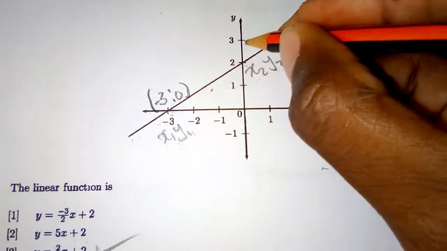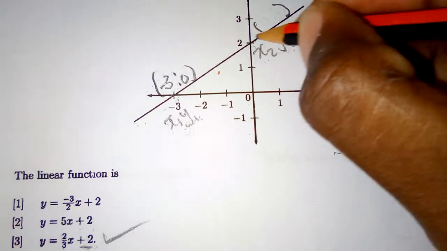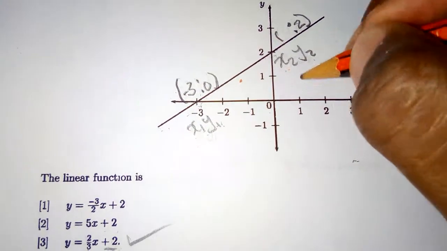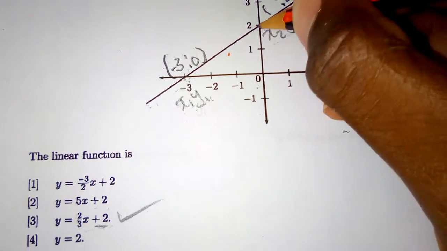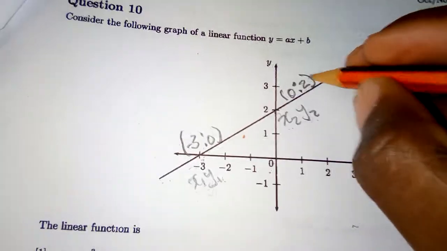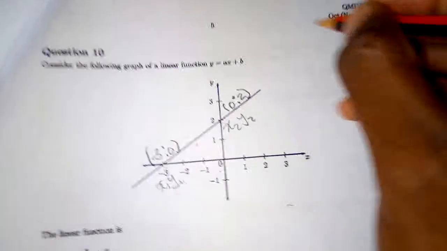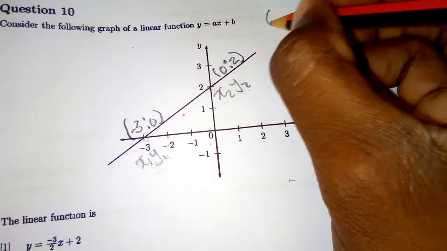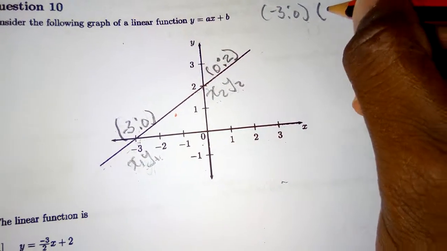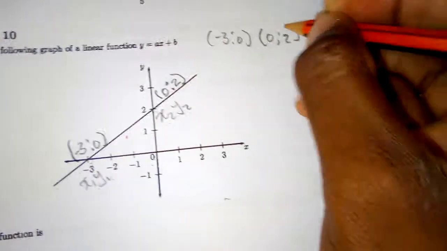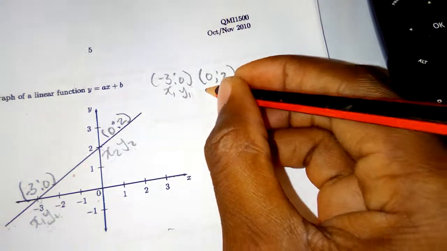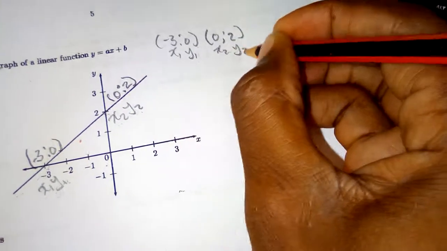Now in this interception our y is lying at 2. And what about our x? Our x will be at 0. So wherever y is 2, x is what? It is 0. So at x I'll write 0. These are our coordinates. I can write them properly like (-3, 0) and (0, 2), and then I will say x1, y1 and x2, y2.